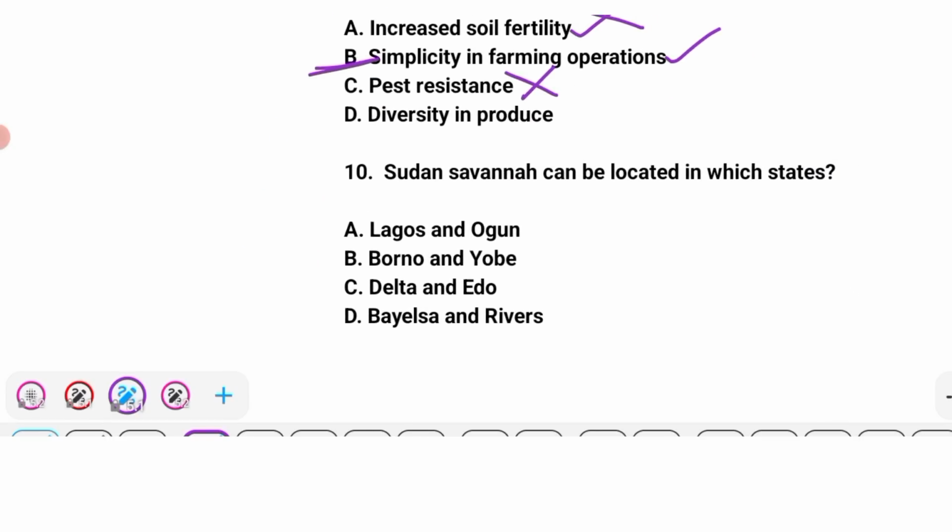Sudan Savannah can be located in which state? Sudan Savannah is basically the northern part of Nigeria. So just check the options and look for the states that are in the northern part of Nigeria. That's Borno and Yobe.